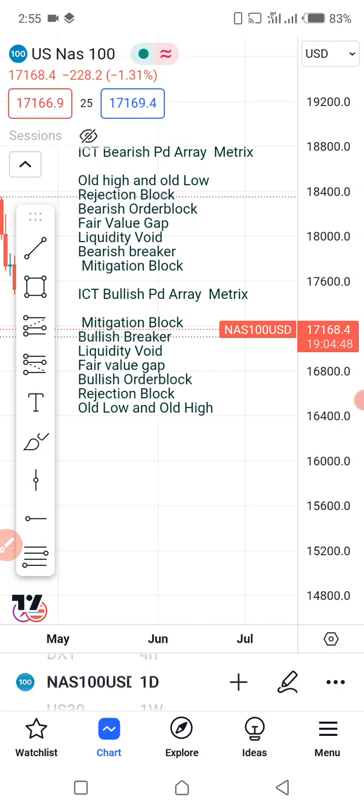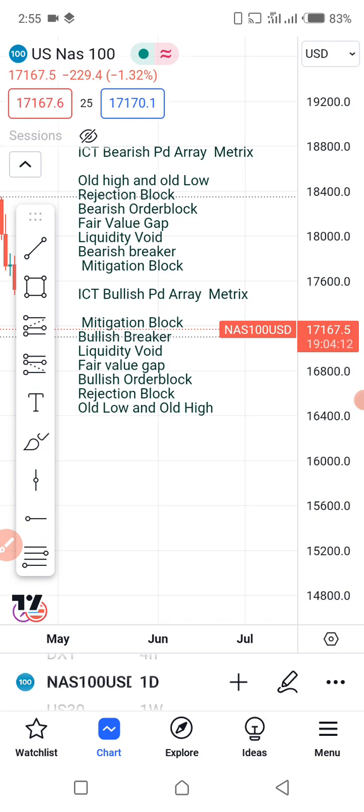The order of arrangement is the way you will be looking up to. When you are bearish, you are looking up in a range that has already formed. If you want to sell the market, you are looking to see if there is a mitigation block, a breaker block, a bearish breaker, a liquidity void, a fair value gap, a bearish order block, a rejection block, old high and old low.